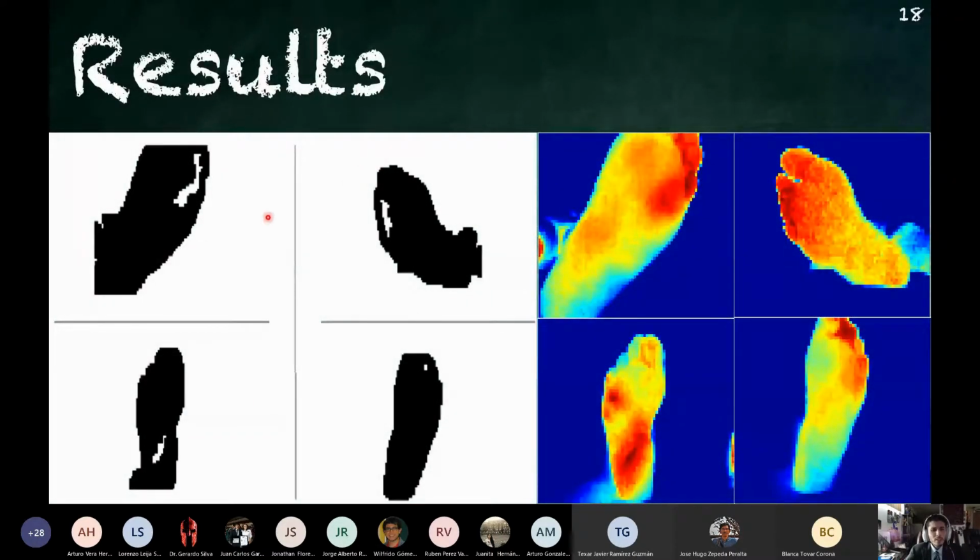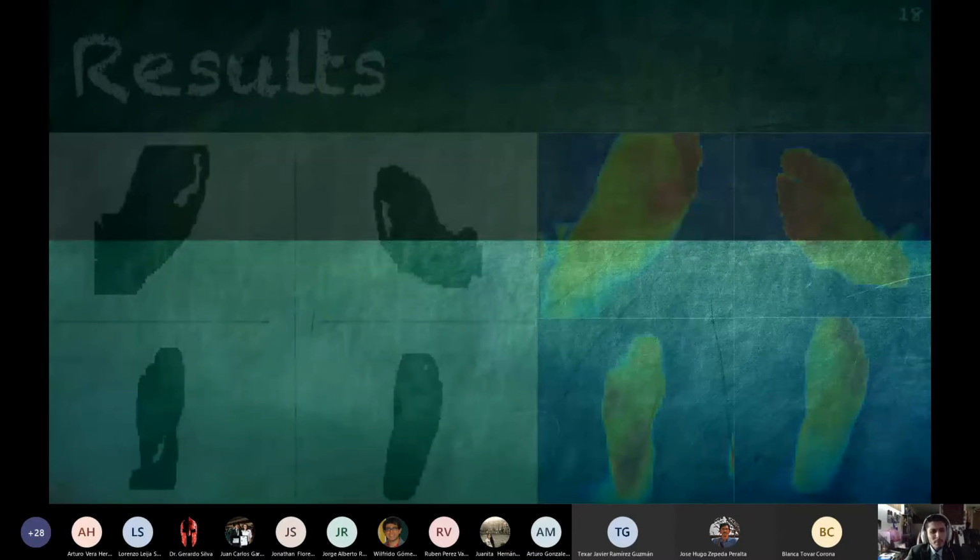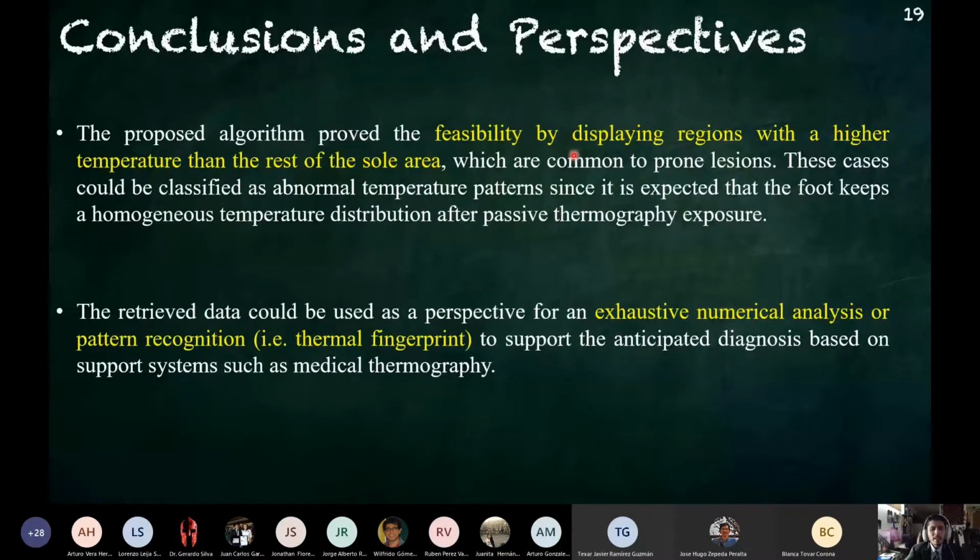Of our 4 patients, we can see the sole of the foot represented with a single area that is related to high temperature intensity with regard to the rest of the sole of the foot, in the metatarsal area, fingers, and also in the heel. So we can conclude from this paper that our algorithm proved the feasibility to display regions with higher temperature than the rest of the sole, which commonly are prone to lesions, as an indirect way to relate the gray level intensity to temperature intensity.